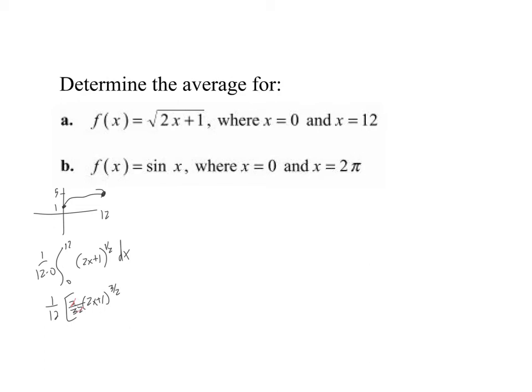So let's plug in our values from 0 to 12. So if we plug in a 12, we get 24, 25 to the 3/2 would be 5 cubed, which is 125. So we'd have 125 divided by 3. So let's write this out. So we'd have 1/12, and then we're going to get 125 divided by 3 for the first part. If we plug in a 0, we would get 1, so we're going to subtract 1/3. So that'd be 124 thirds divided by 12.